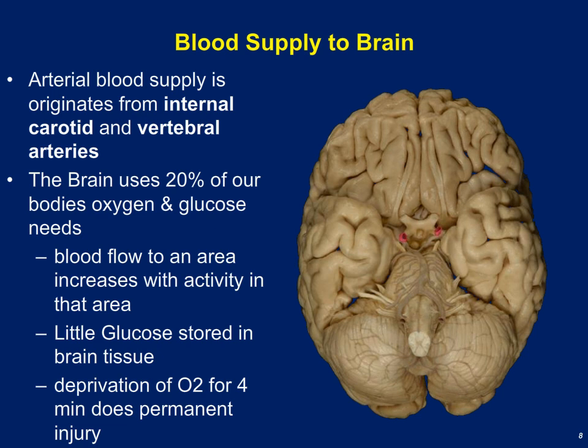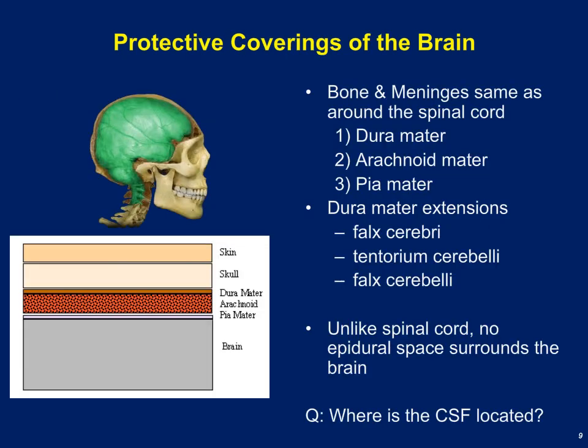Now, because the brain doesn't have any myoglobin, it can't store oxygen, and it also doesn't store much in the way of nutrients. And so deprivation of blood flow or oxygen for even a few minutes can lead to permanent brain injury. You're probably already aware that the brain is probably the most essential organ in the body. It maintains the rest of the body through the autonomic nervous system, and it also directs the contraction of skeletal muscle through our somatic nervous system. And so we really want to make sure that our brain is well protected.